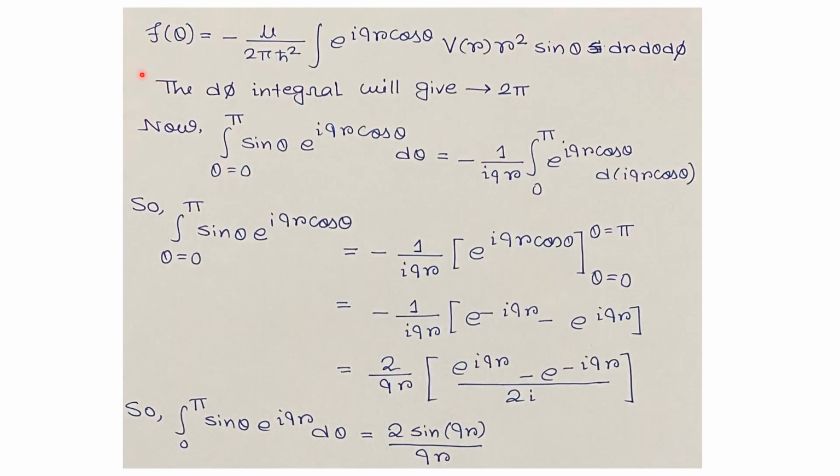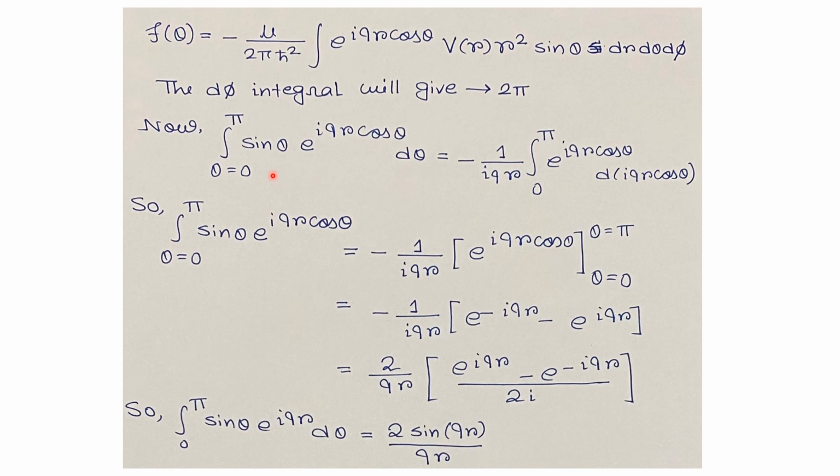Now we have the expression for the scattering amplitude f as a function of theta for the spherical potential case. In this expression, there is no term involving phi. So the integral over phi will give only 2 pi here. We have the integration over theta from 0 to pi of sine theta e to the power iqr cos theta d theta.